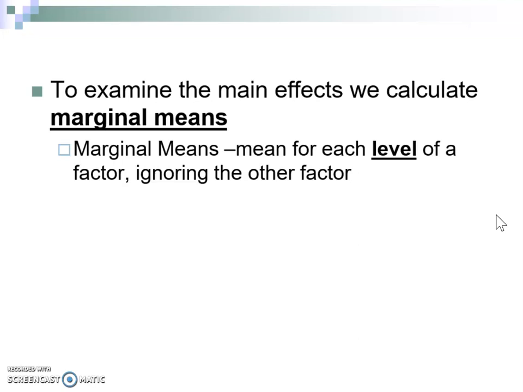So our 2 factors in this example are whether you're a student or not, and then the other factor would be whether you have a job or not.